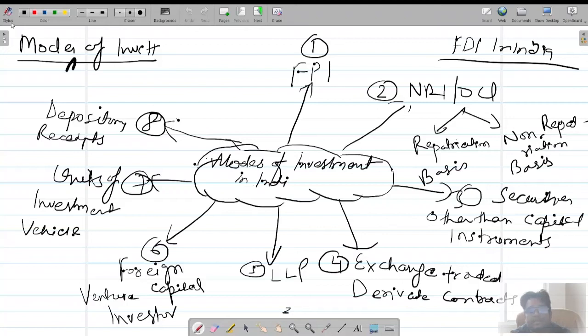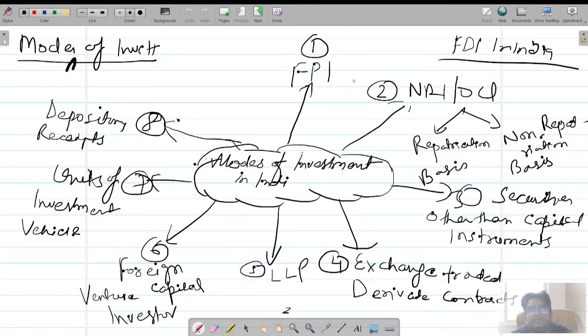Hello friends, and today I again welcome you all to this class on foreign direct investment. Today we are going to discuss foreign direct investment and its modes of investment. There are basically eight types of modes of investment, or eight criteria that you have to comply with to invest in India. So let's go and discuss them.